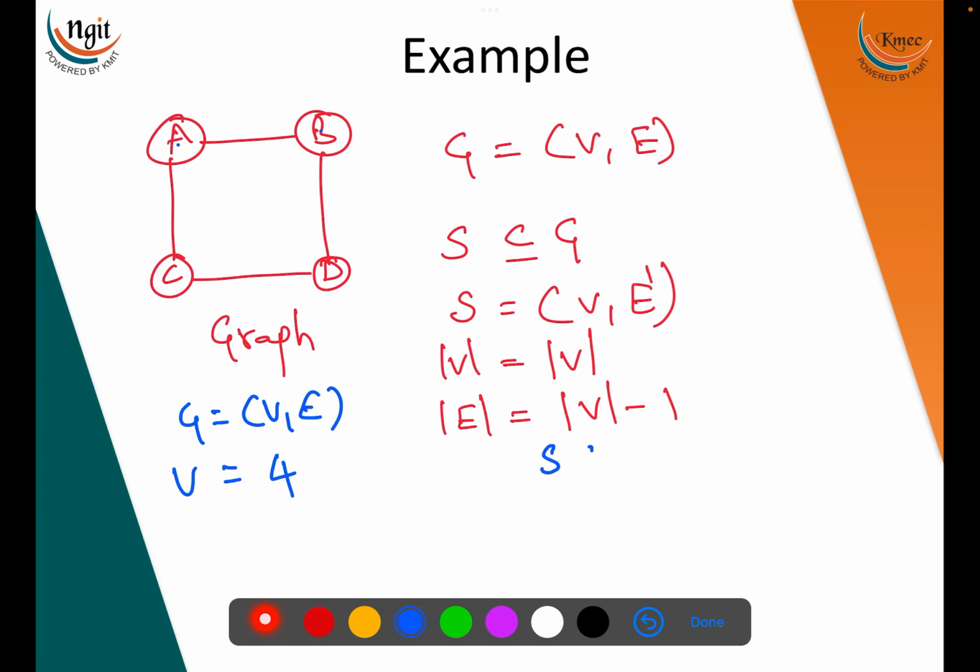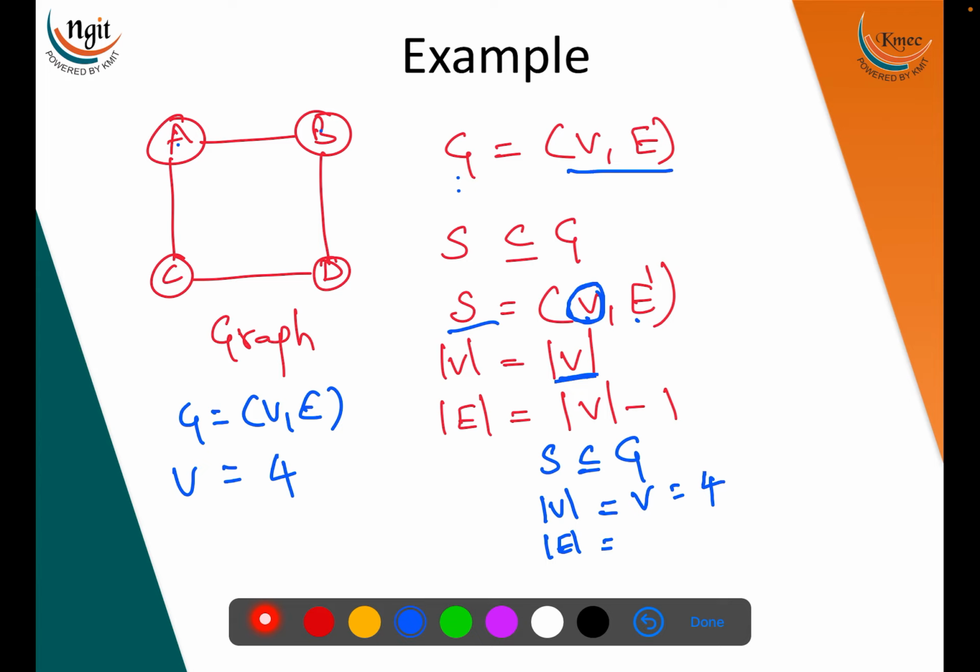Now S is a spanning tree which is a subgraph of G. The number of vertices in the subgraph, the spanning tree, is exactly equivalent to V. That's what we wrote here. G is equal to V comma E. S is equal to V comma E dash. So there is no change in V. That means the same number of vertices will again be seen in the spanning tree. Now the difference will come with respect to the number of edges.